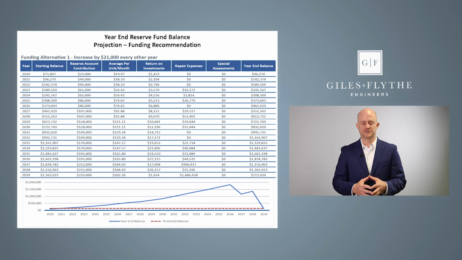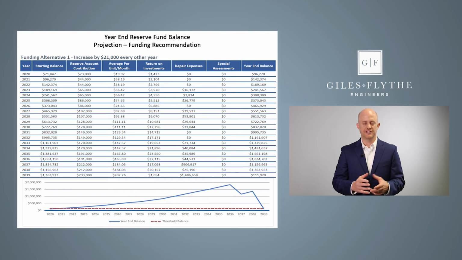So this spreadsheet looks very similar to the previous spreadsheet, except for that reserve account contribution column is changing. So you see the first year they stayed at $23,000, which is the current contribution rate. And then that second year in 2021, again in that reserve account contribution column, we're bumping that up by $21,000 every other year. So in 2021, that number bumps up to $44,000. And then we increase by that same amount every other year.